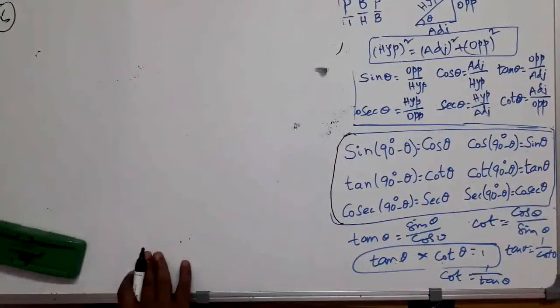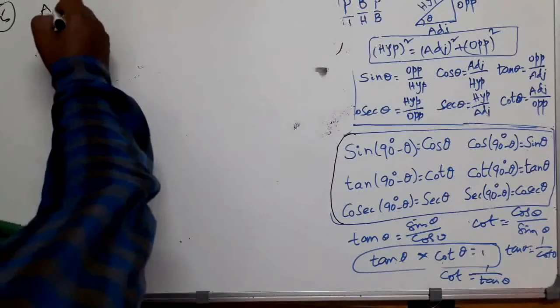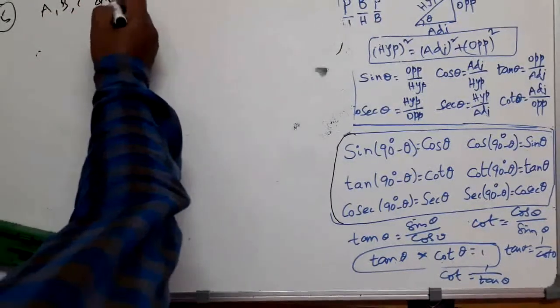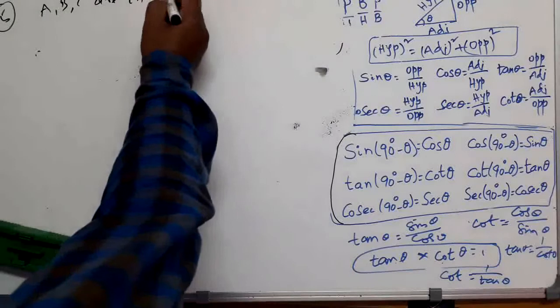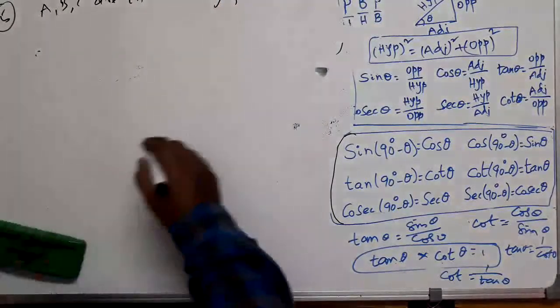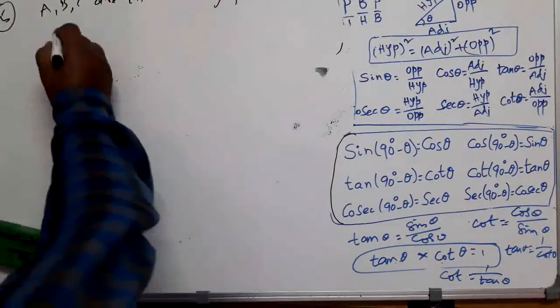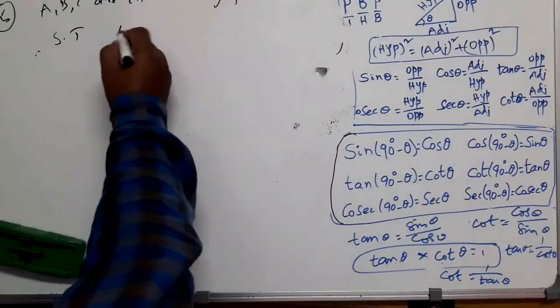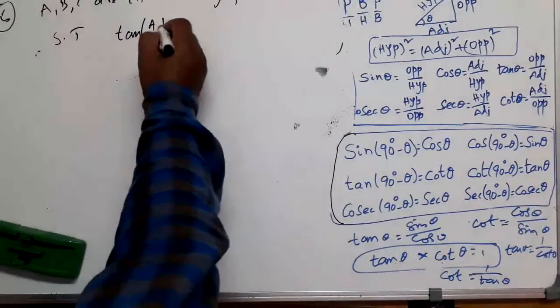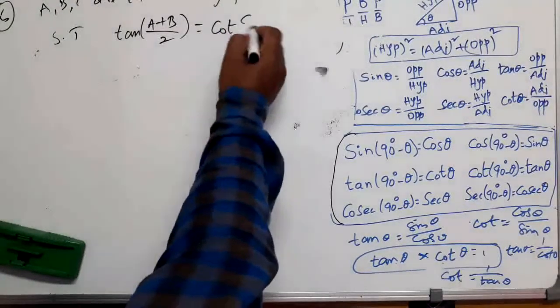If A, B, C are interior angles of triangle ABC, then show that tan of A plus B by 2 is equal to cot C by 2. That is the question.